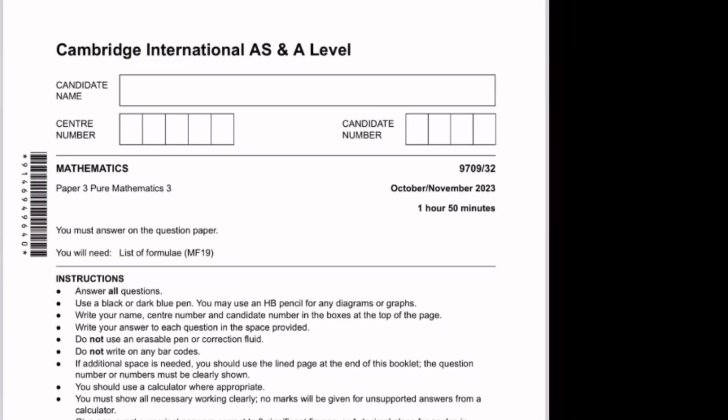Hello everyone. So today we'll be solving 9709 paper 32 October November 2023. So let's start. Question number 1. Sketch the graph of y equals modulus of 4x minus 2.